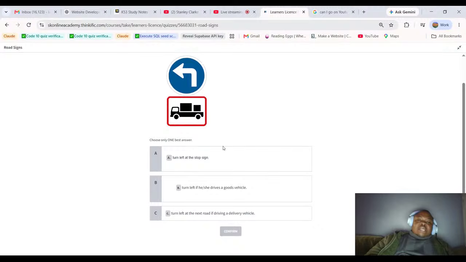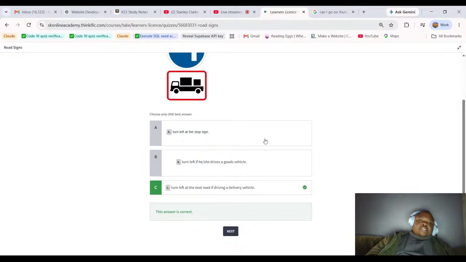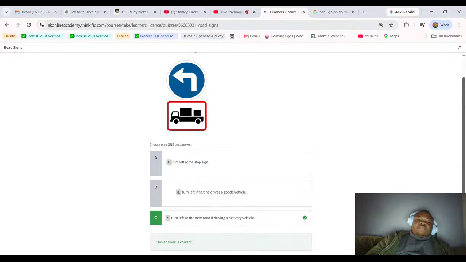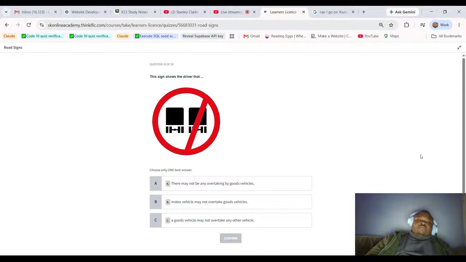What does this sign mean? Is it A, turn left at the stop, B, turn left if driving a goods vehicle, or C, turn left if driving a delivery vehicle? And yes, C it is. This is a sign of a delivery vehicle, therefore it's telling you to turn left if driving a delivery vehicle.